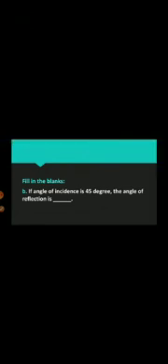If the angle of incidence is 45 degree, the angle of reflection is dash. Can you recall the laws of reflection, students? Yes, definitely you can recall. According to the laws of reflection, the angle of incidence is equal to the angle of reflection. So, if the angle of incidence is 45 degree, the angle of reflection is, yes, you are right, 45 degree. Here is the answer. Now, go to the next question.